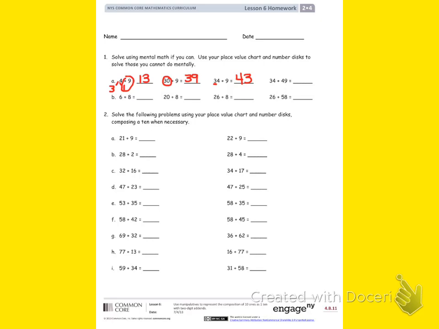Now 34 plus 49 is just like 34 plus 9 because there's 34 here just like there is in the previous problem. The only difference is with the 49. 49 has 4 tens that are not in the previous problem. So 4 tens is the same as 40. So 43 and 40 more is 83.